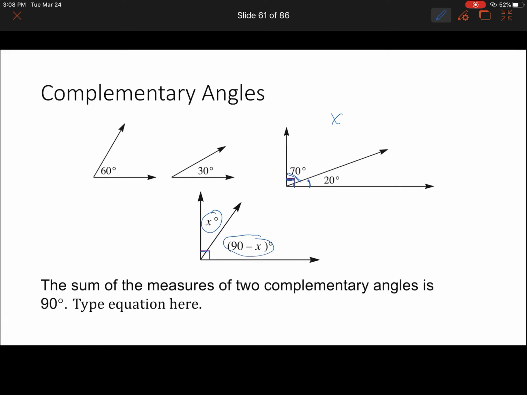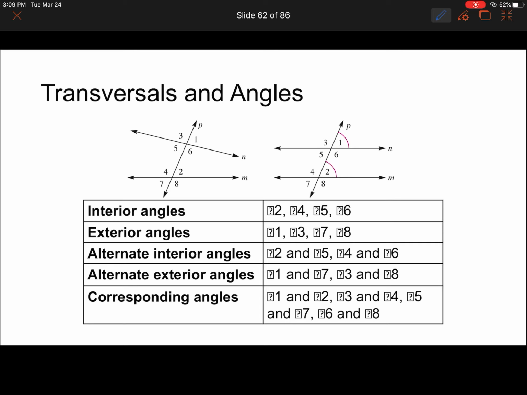If we know this is a 90 degree angle, because of the little box at the bottom, and we know this angle is X degrees, then this angle has to be that 90 degrees minus X, leaving us with whatever is left. So hopefully those three types of angles make some sense. Vertical, supplementary, complementary.